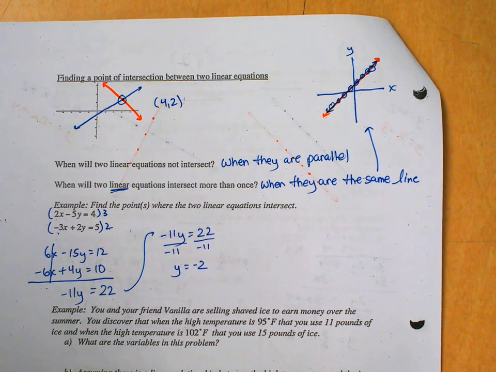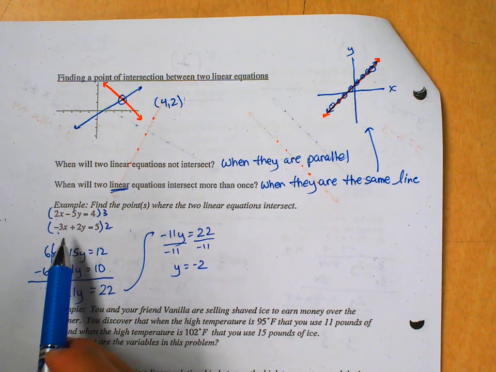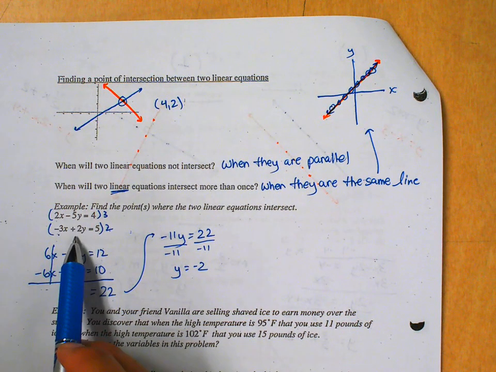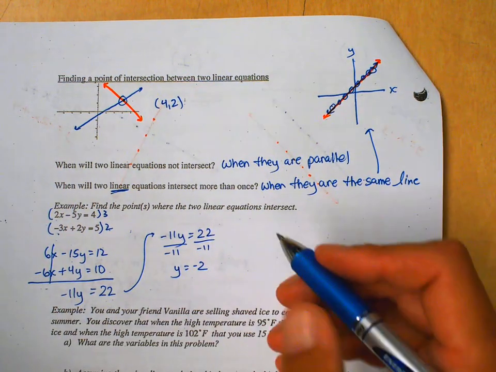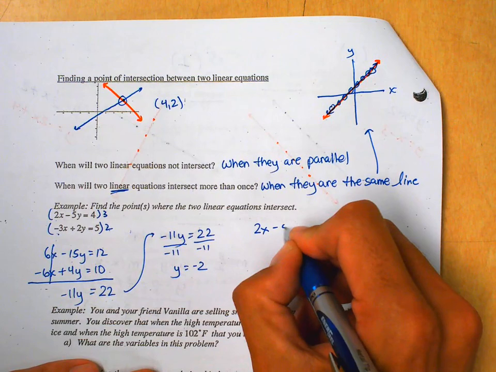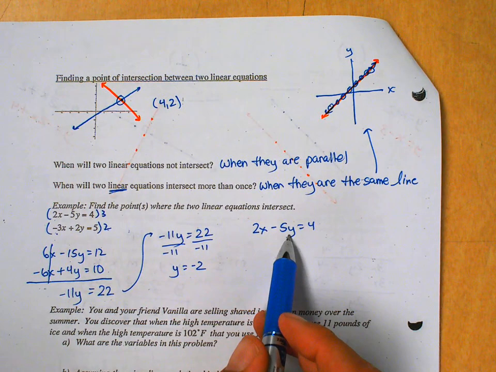And then let's see here. I found y, so I'm going to substitute that back into whichever equation I like to find x. You choose the top or the bottom, it doesn't matter, whichever one you like or whichever one looks easier. These look about the same, so we'll just plug into the top equation. We've got 2x minus 5y equals 4. I'm going to plug y equals negative 2 in for y right there.